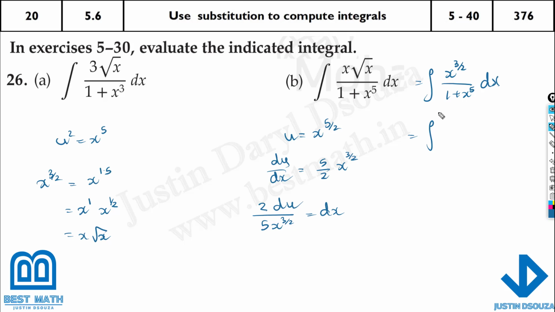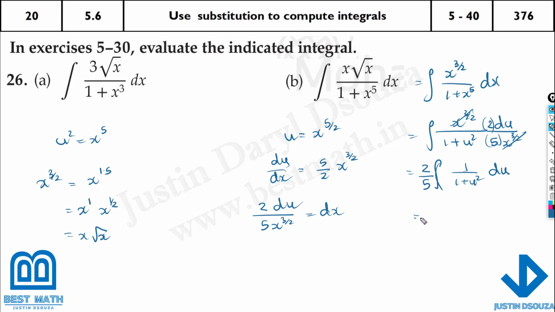Now let's substitute everything we have assumed here. x to the power 3 by 2 remains here for now. 1 plus, what is u squared? x to the power 5, that is u squared. We have 2 times du divided by 5 times x power 3 by 2, and that cancels off. 2 by 5, I'm going to write it out. What is remaining? Sorry, it's the integral of 1 by 1 plus u squared du.